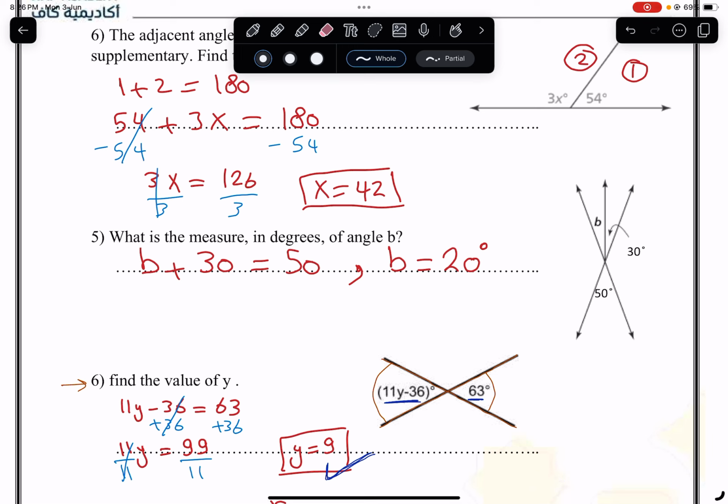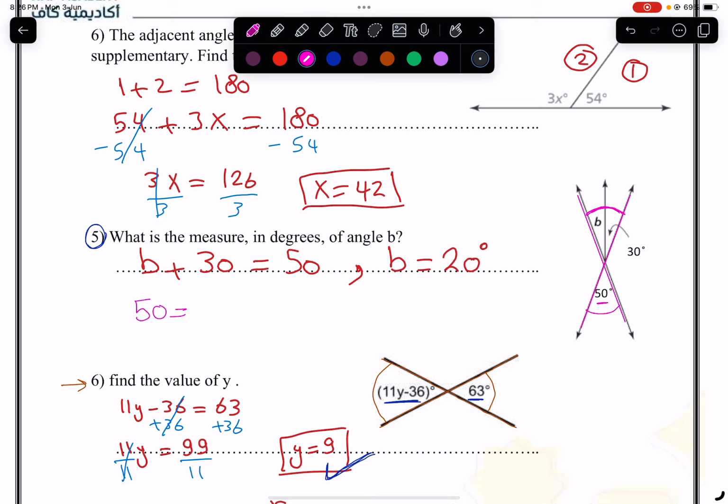Question number 5 is also a vertical angle. Look, you have x. Yes, I have x. Look, this x. So this angle totally equals this angle totally. Okay, this angle is what? 50. So 50 equals, this angle is actually equal to what? B and 30. So B plus 30, right? Because this is a whole angle, but divided into two parts, B and 30.